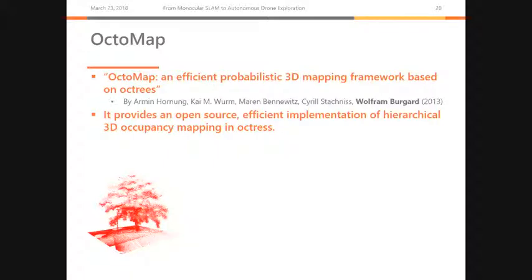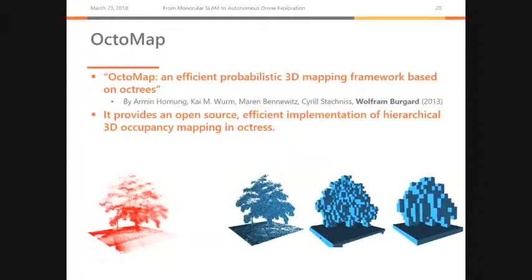So let's consider that we have a point cloud like this. The result in Octomap will become like this, with different resolutions.